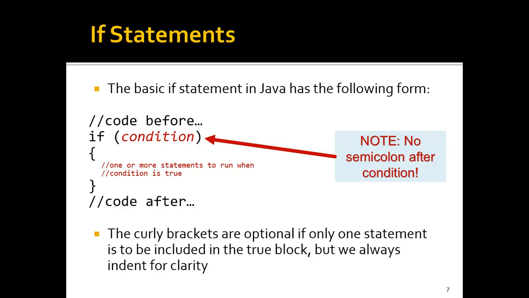Note that there's no semicolon after the condition. Conditions are asking a question. When you're asking Java a question, you don't put a semicolon at the end. However, when you're making a statement, like the statements inside here, those get semicolons. If they weren't comments here, there would be semicolons at the end. So statements have semicolons. Questions do not.